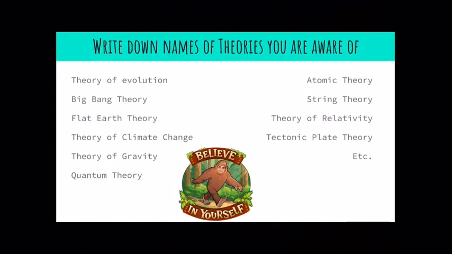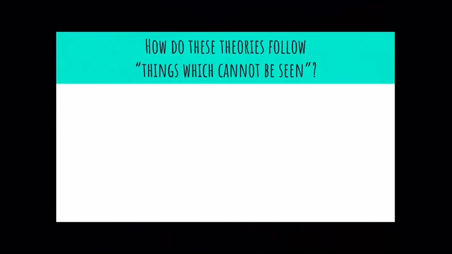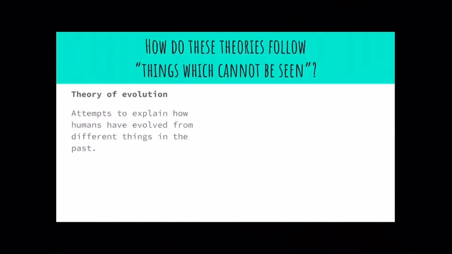Okay, so now the next question in your book says, well, how do these theories follow the idea of things that can't be seen? So I'm just going to take 2 from my list. Let's talk about the theory of evolution. The theory of evolution attempts to explain how humans have evolved from different things in the past. So in other words, the things that we cannot see, well, that's the past, and we're trying to explain the past and how we got from the past to the present, and that is something we physically cannot see.